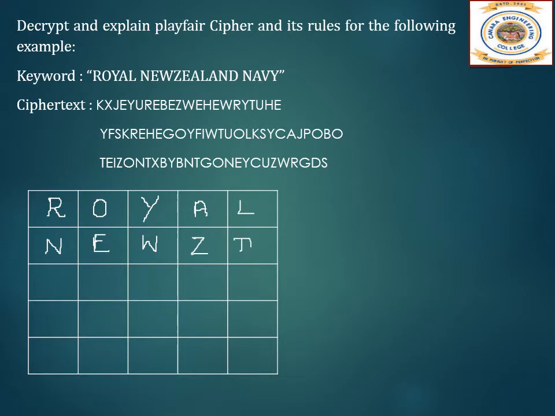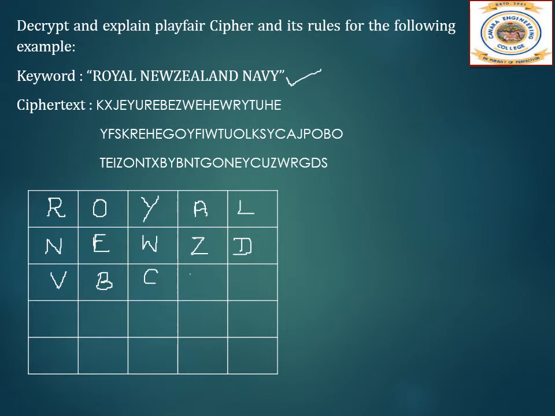Then is D. After that it is Navy. N is already done. A is done. So V. And Y is also already entered. So now we are done with the keyword. Once the keyword is over, we have to start from the beginning of the alphabets. So starting is A. A is done. So next is B. Next is C. D is entered here. E is entered.